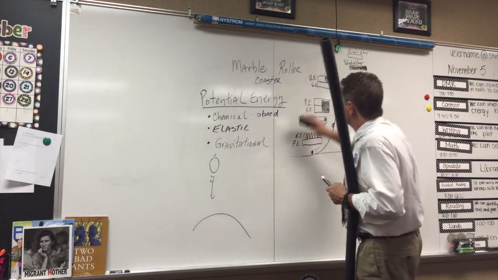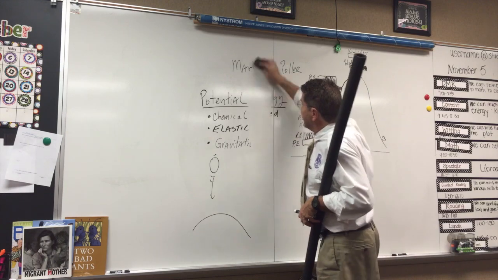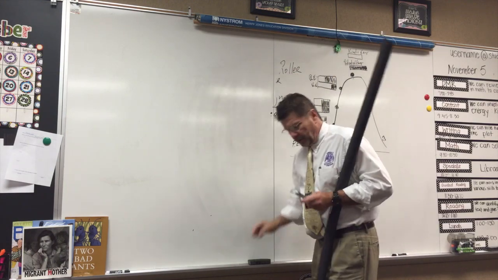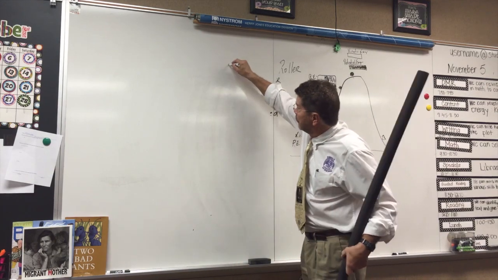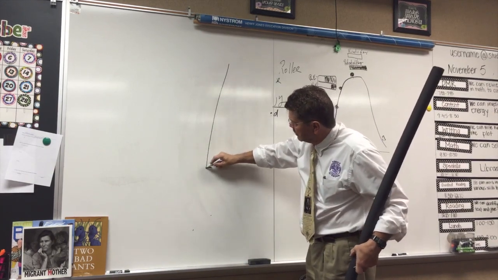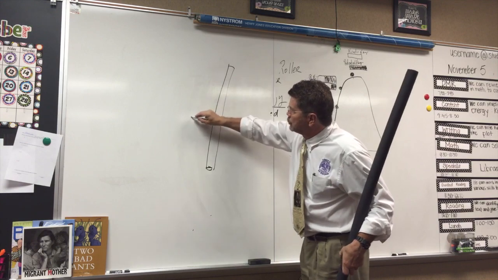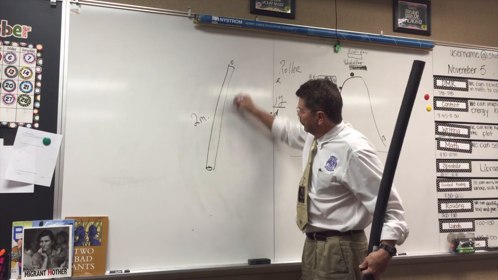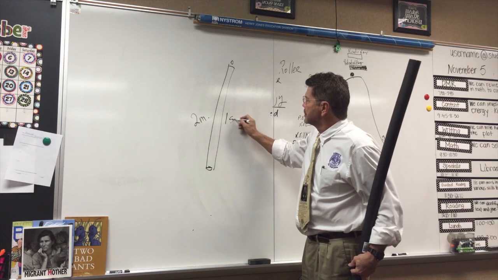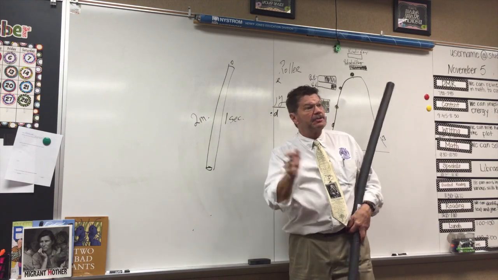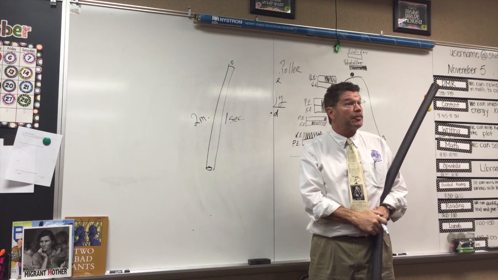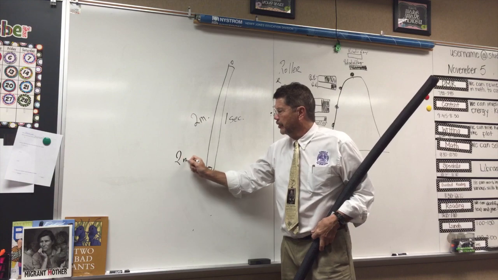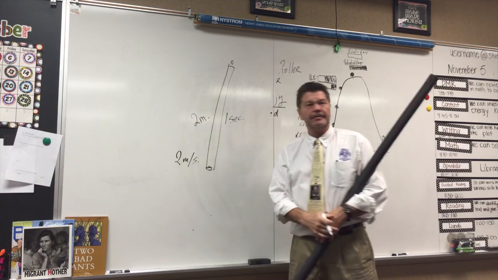Let's take a look at that. The first one was almost straight down. See how it went kind of straight down like that? And that was 2 meters long. So I started here, and it went down, and it took 1 second. So we could say the speed for that is how many meters per second? Two. So it's 2 meters per second.